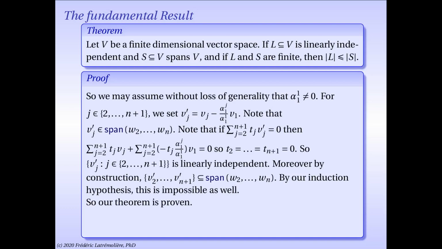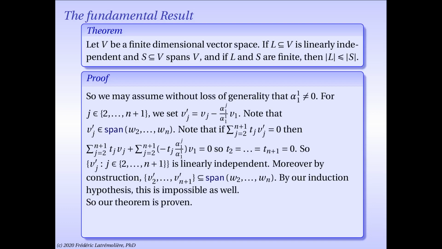And the whole point is to observe that v prime j is in the linear span of the set w2, etc., wn. Because we exactly calculated v prime j so that the w1 component in the linear combination of v sub j is eliminated, is cancelled.